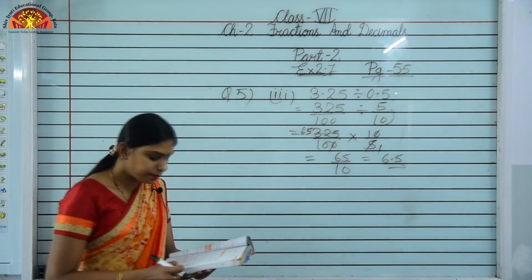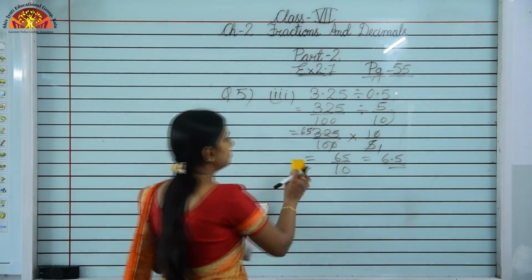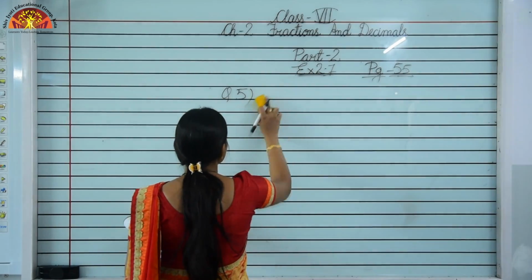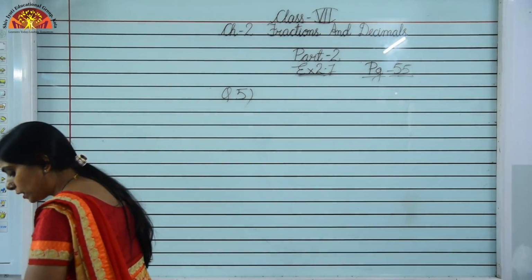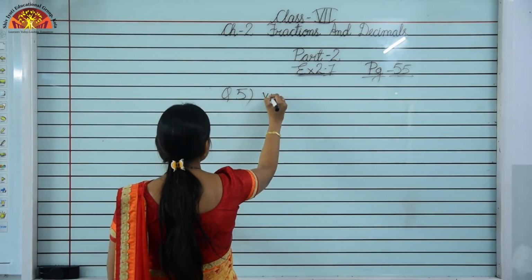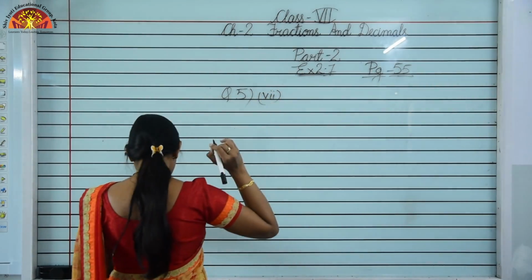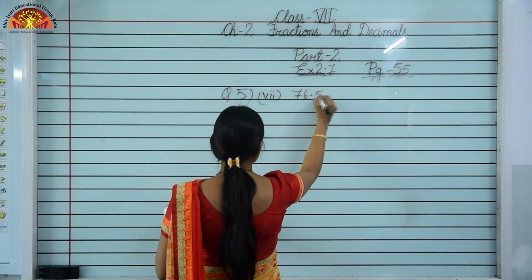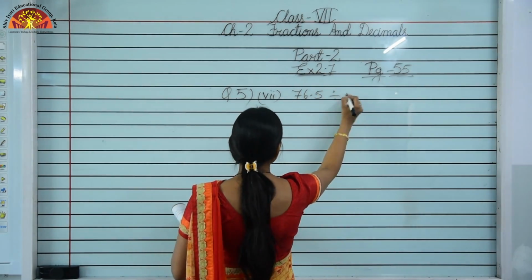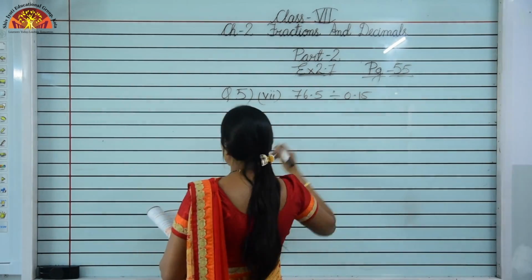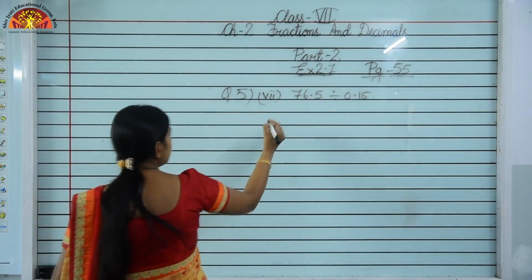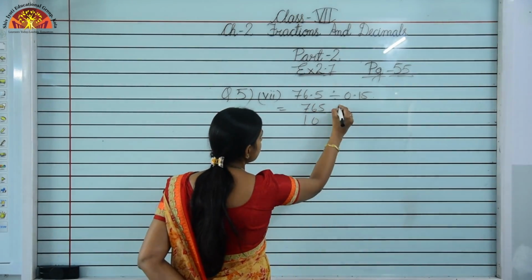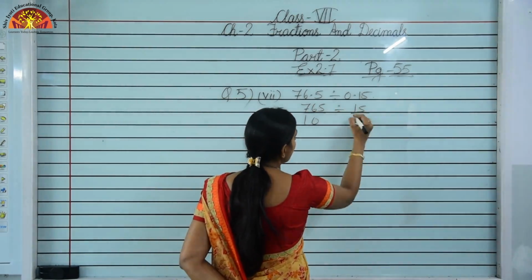Now just see the seventh part of the same question. It's very much easy. First of all, you have to remove the decimal, then you can use the concept of division for the fractions. Now the seventh part. It is given 76.5 divided by 0.15. Now again you have to remove the decimal. So it will become 765 upon 10 divided by 15 upon 100.